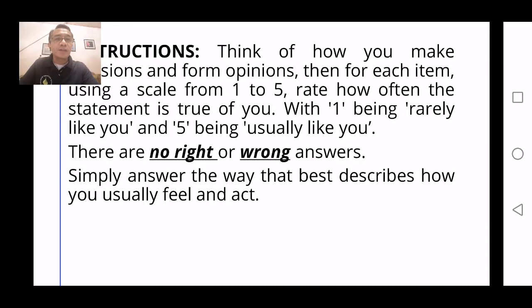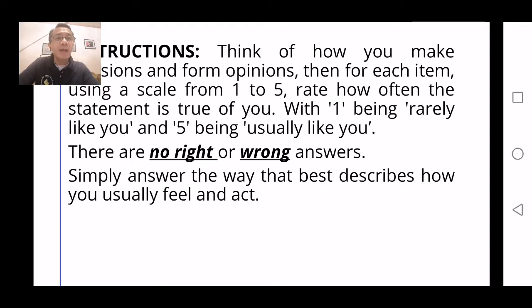And ito yung instruction natin. So think of how you make decisions and form opinions. Then for each item, using a scale from 1 to 5, rate how often the statement is true of you, with 1 being rarely like you and 5 being usually like you. In other words, 1 being the lowest score and 5 being the highest score for the particular item. Again, there are no right and no wrong answers for this.